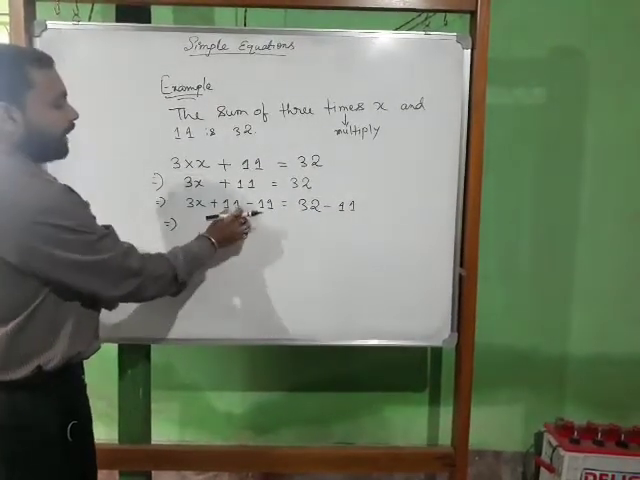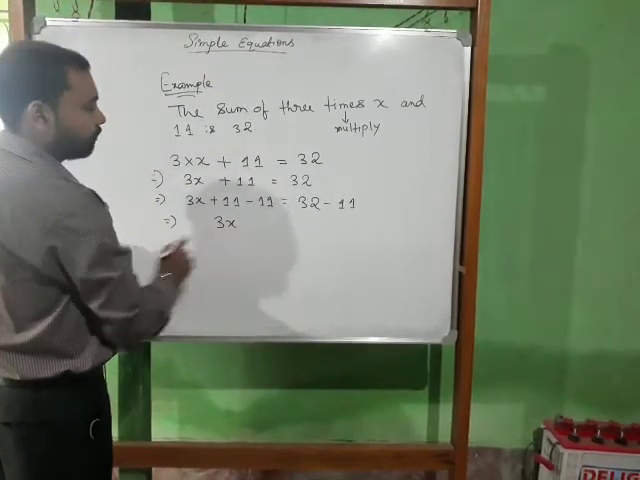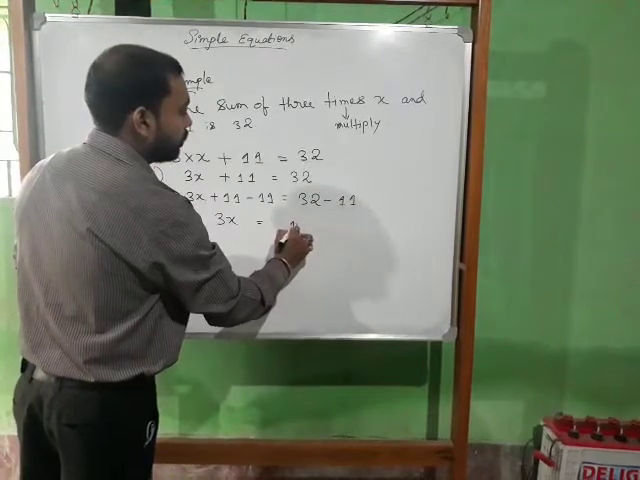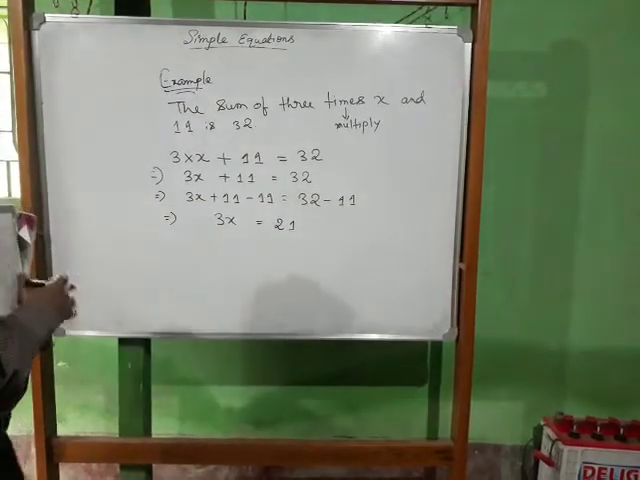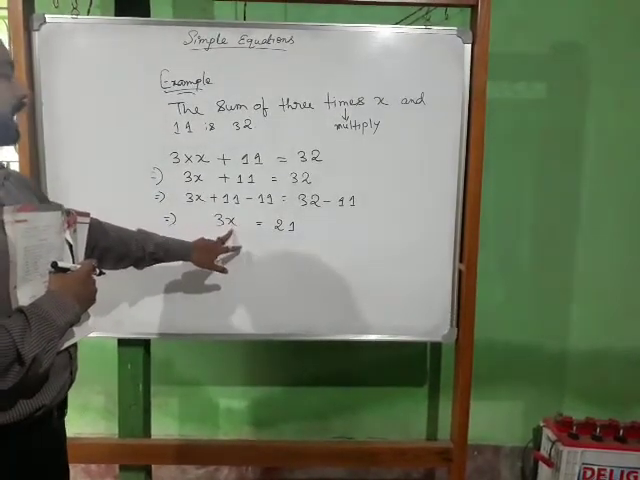Now 11 minus 11 will be 0. So only 3x is there, equal to 32 minus 11. What will be the answer? It is 21. Now you see 3x, that means 3 is multiplied with x.